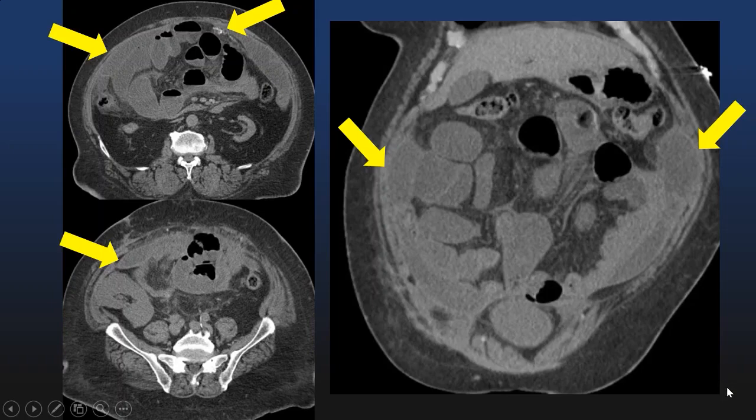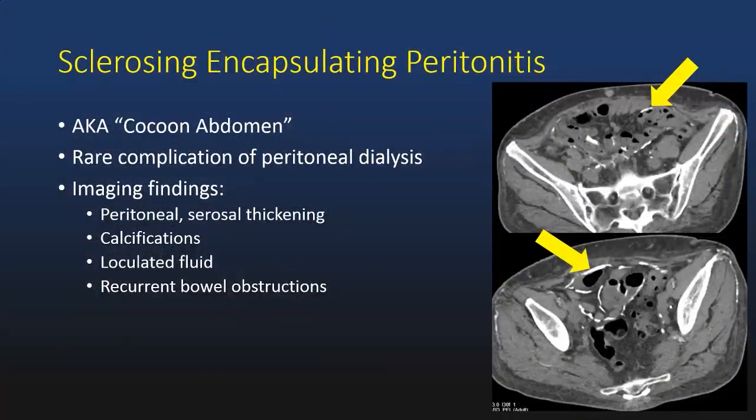This is a person who's had prior peritoneal dialysis, and this is a case of sclerosing encapsulating peritonitis, or so-called cocoon abdomen. It's a rare complication of peritoneal dialysis. On imaging, they present with peritoneal and serosal thickening. Later in the disease, such as in this case, they can get diffuse calcifications of the peritoneum and the serosa as well. They often present with loculated fluid collections and recurrent bowel obstructions as well.